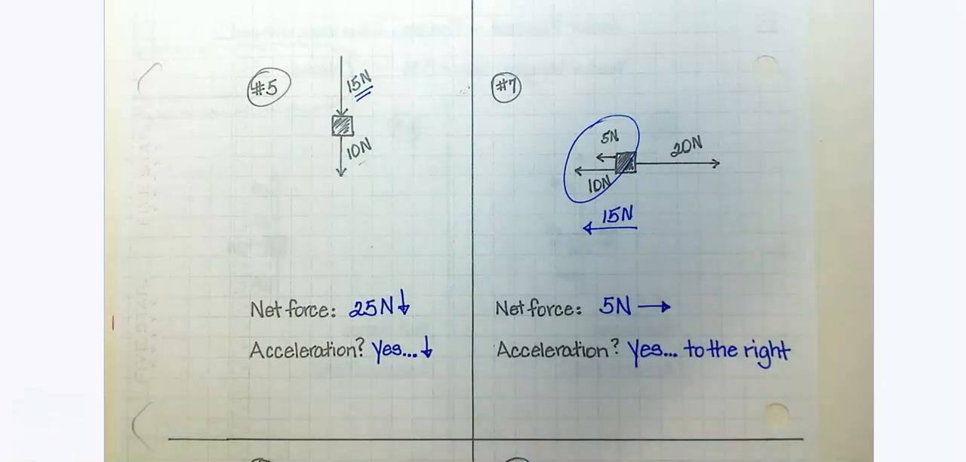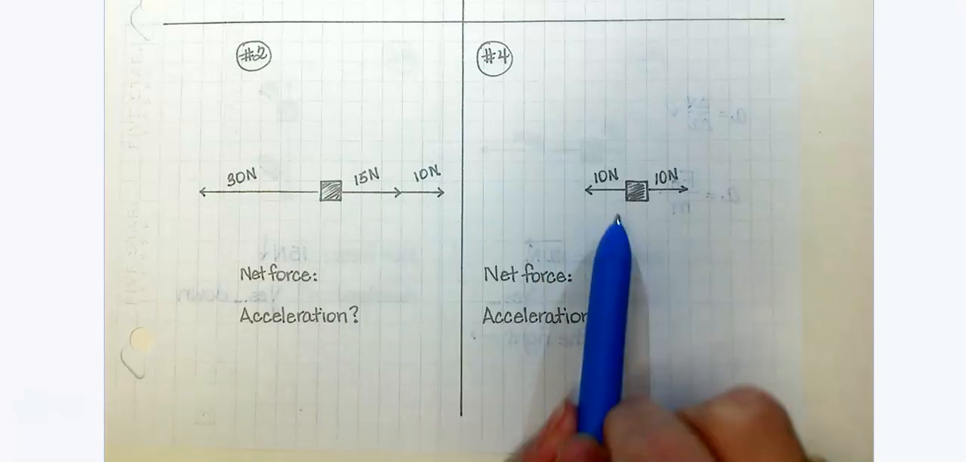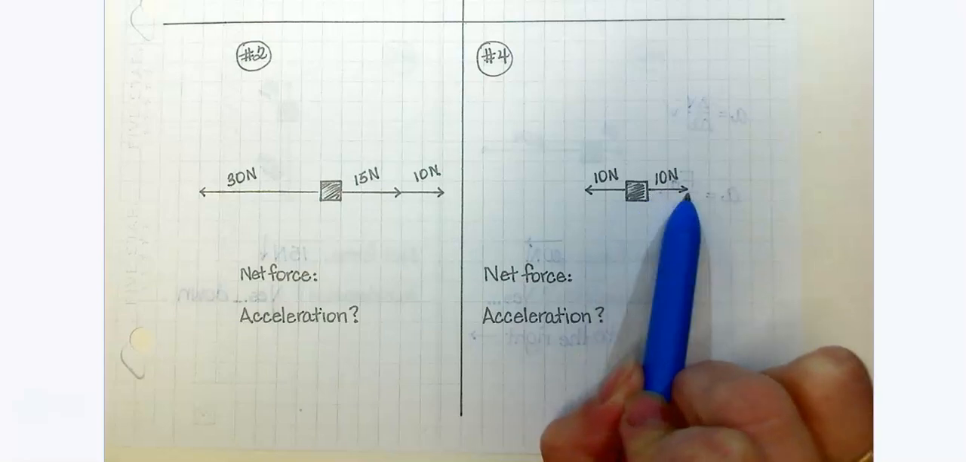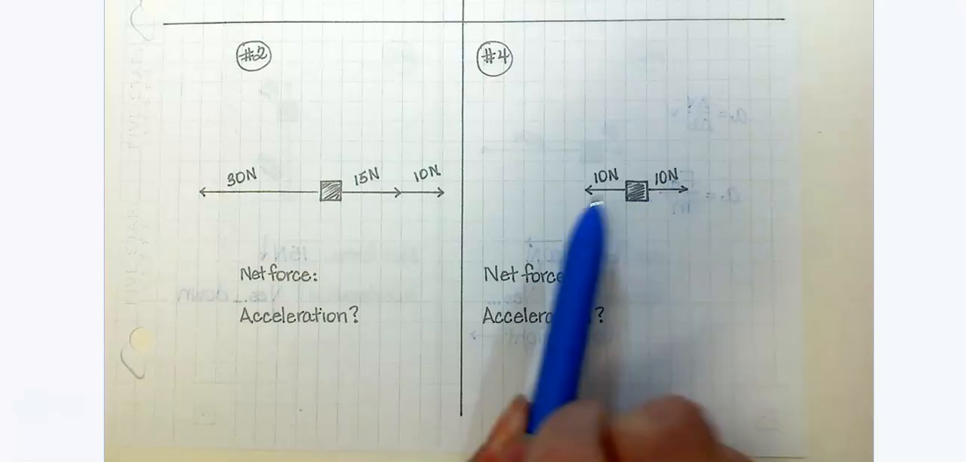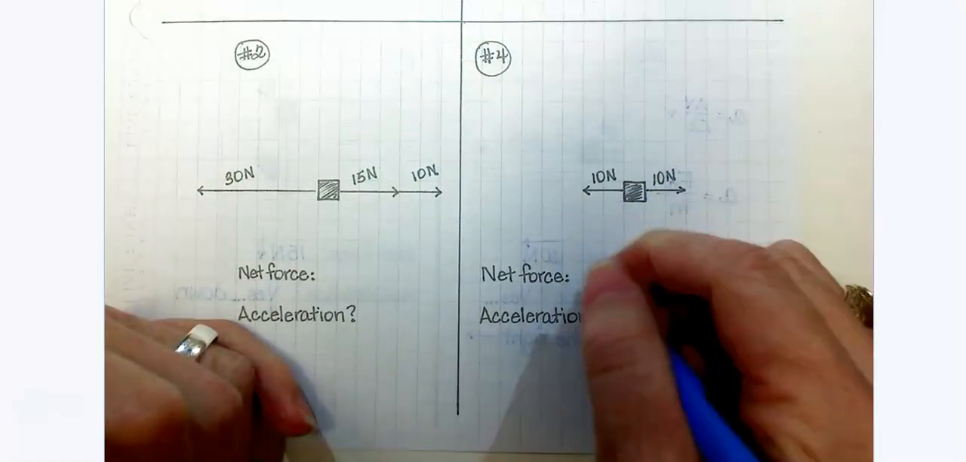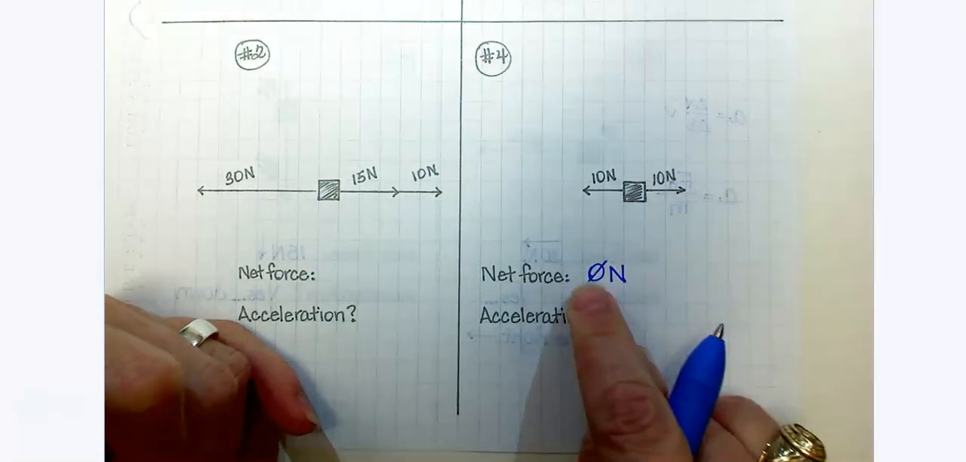All right, join me on the front. All right, we're actually going to tackle number 4 next. I have a pulling force of 10 newtons to the left. I have a pulling force of 10 newtons to the right. Well, this time they're in opposite directions and they're equal and opposite, so they completely cancel each other out. So this is 0 newtons.